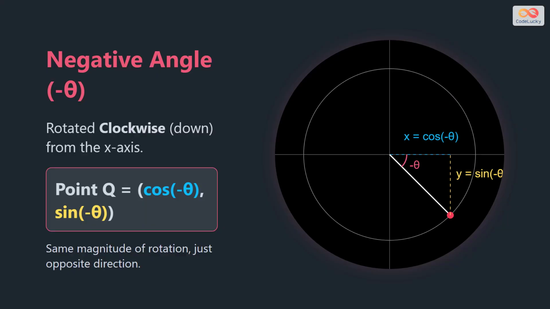Now let's look at negative theta. A negative angle means we rotate in the opposite direction, clockwise. We rotate down by the same amount. This gives us a new point on the circle, point Q.